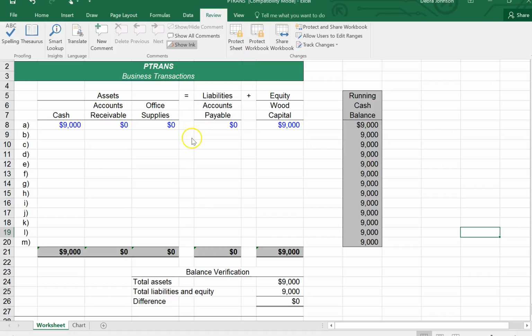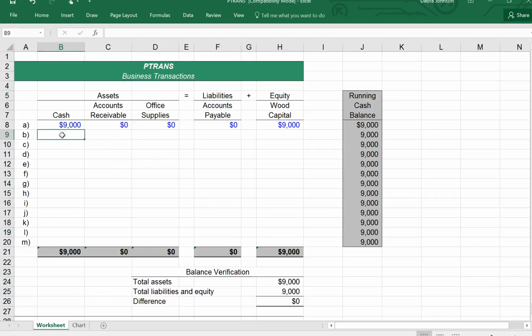Let's do the next 2 together. Transaction B states that the company, Woody's Web Services, paid rent for June in the amount of $3,000. What effect does this have on the accounting equation? Well, since an amount was paid out, cash is definitely going to go down. So we'll go to the cash account and enter minus $3,000.